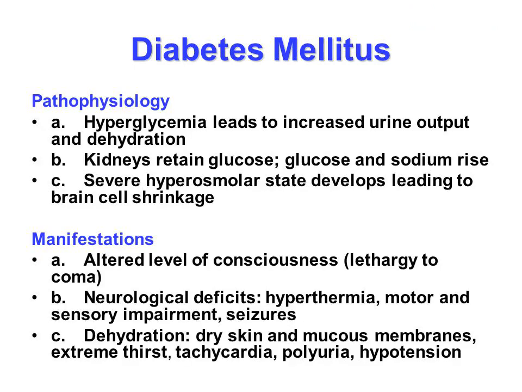Diabetes mellitus pathophysiology. A. Hyperglycemia leads to increased urine output and dehydration. B. Kidneys retain glucose and sodium rises. C. Severe hyperosmolar state develops leading to brain cell shrinkage. Manifestations. A. Altered level of consciousness, lethargy to coma. B. Neurological deficits, hyperthermia, motor and sensory impairment, seizures. C. Dehydration, dry skin and mucous membranes, extreme thirst, tachycardia, polyuria, hypotension.